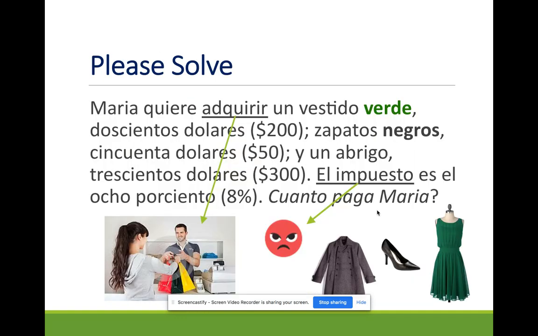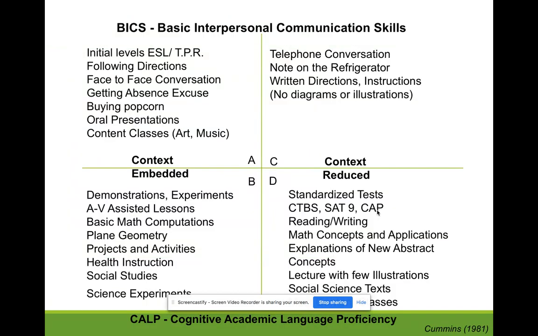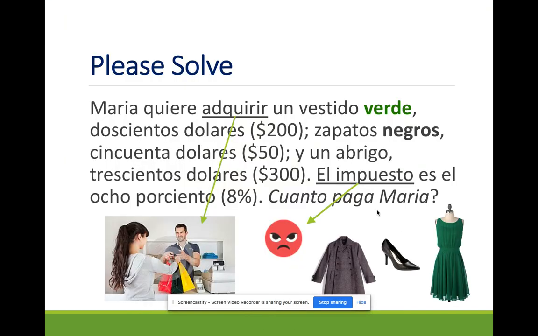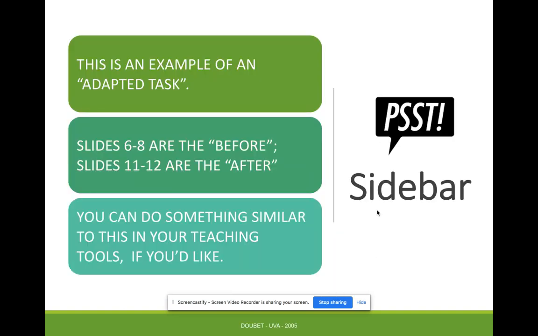So what can we learn from this? Oops. We'll come back to that in a minute. What can we learn from this right here? But I want to do a little sidebar quickly. This is an example of an adapted task. So slides 6 through 8 are the befores, where there's no pictures, there's definitions in the language that they're learning, and there's a picture that's out of context.